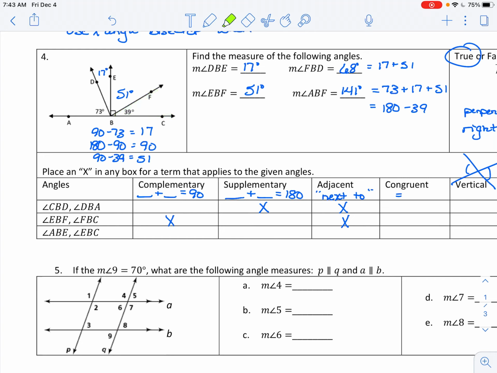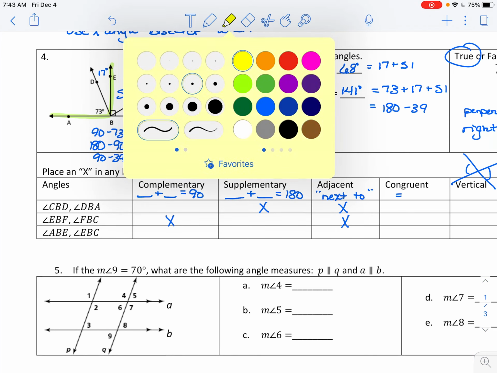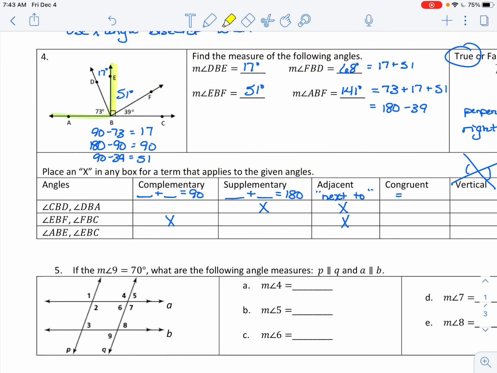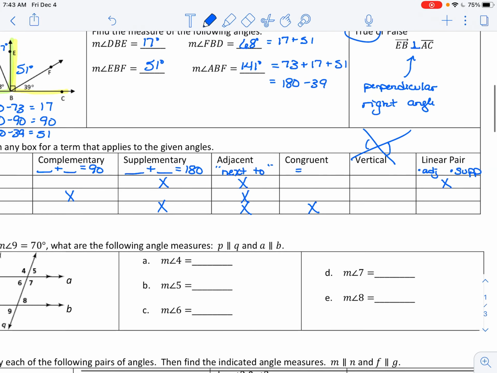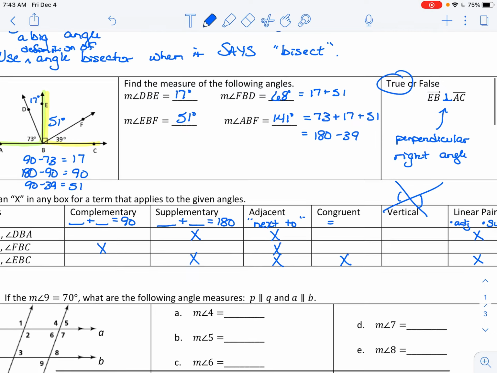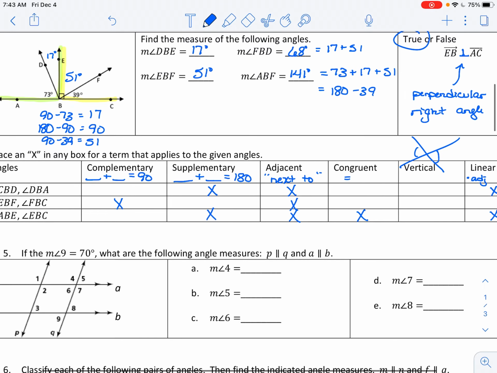Lastly, I have ABE, the right angle, and I'm pairing it with EBC, another right angle. If they're both right angles, that means those are the same numbers. They are congruent. But I also see them sitting right next to each other. They're adjacent. They're both right angles, 90 and 90. 90 plus 90 makes 180. Therefore, they also are considered a linear pair because they are adjacent and they are supplementary.